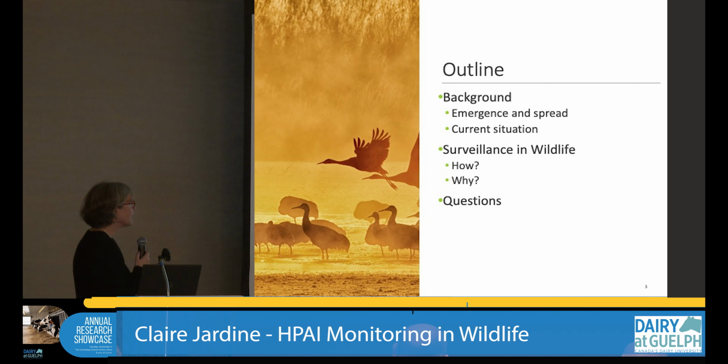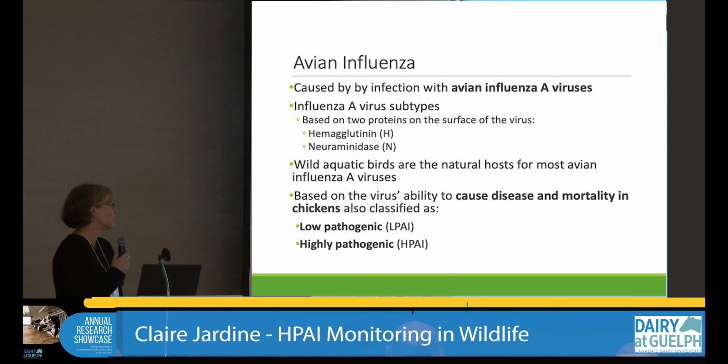So what I want to do today, I'm going to give you a little bit of background information about the emergence and spread of avian influenza in North America, focusing on Canada and Ontario. I'll talk about the current situation where we are today, and I'll describe how we do our surveillance in wild animals, and how that's changed over the course of this current outbreak. I'm also going to describe why this is important work, not only for wildlife health, but also for domestic animal health and human health as well. And of course, there will be time at the end for any questions.